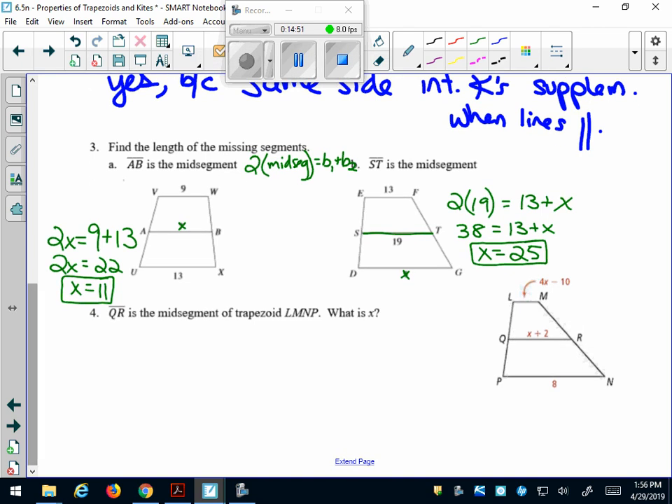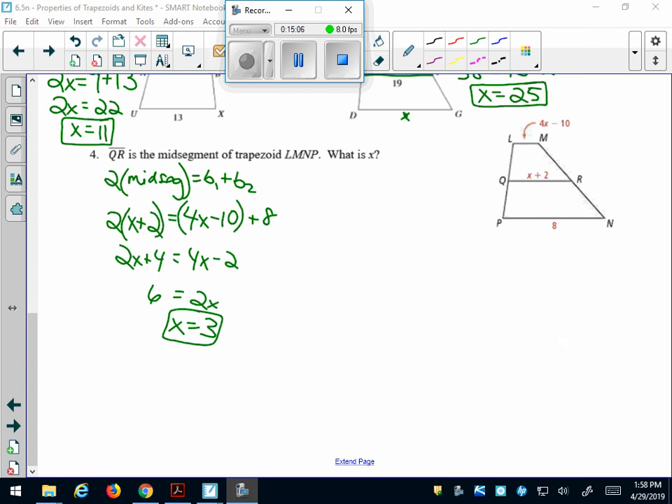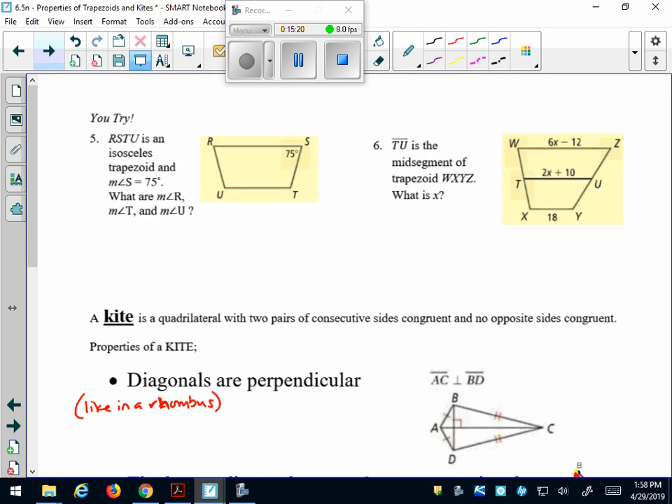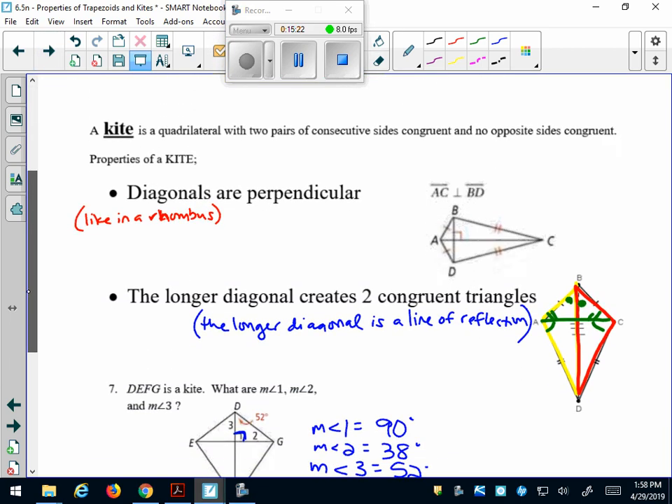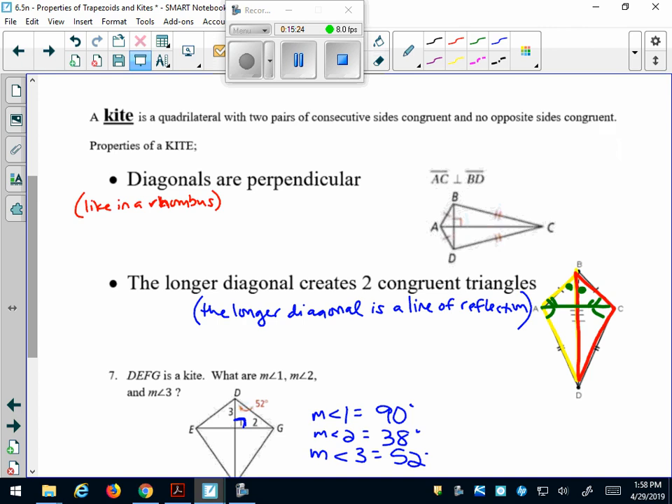Okay, so you try number 4. Again, think about 2 times the midsegment equals B1 plus B2. Write your equation. Don't forget parentheses and so on. 2 times (x plus 2) equals B1 plus B2, and x is 3. Any questions on that? Okay, so there's a couple more there to try, but I'm going to skip down to talking about a kite.